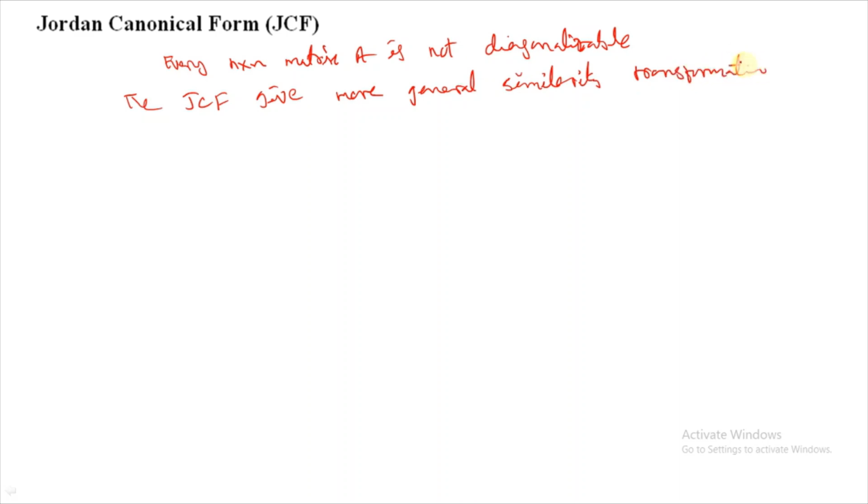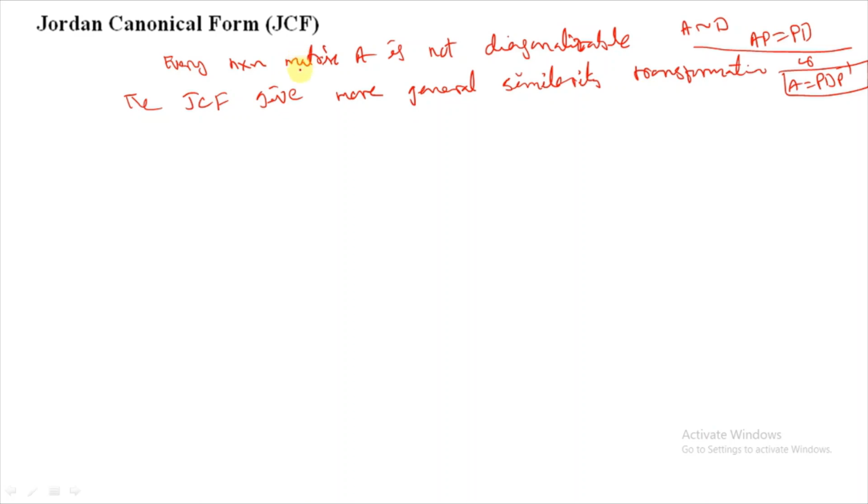Diagonalization is when a matrix is similar to a diagonal matrix. We discussed this: AP equal to PD, or A equal to PDP inverse. This we discussed last class. Now the Jordan canonical form gives a more general similarity transformation. Now we'll see what that is.